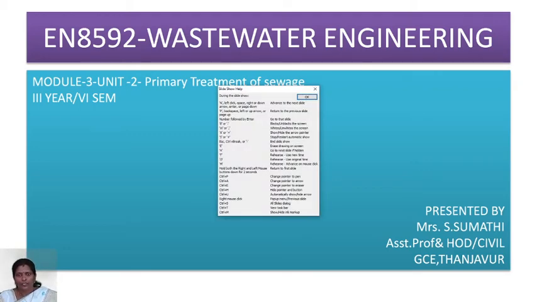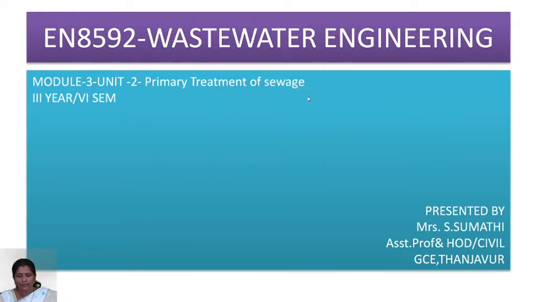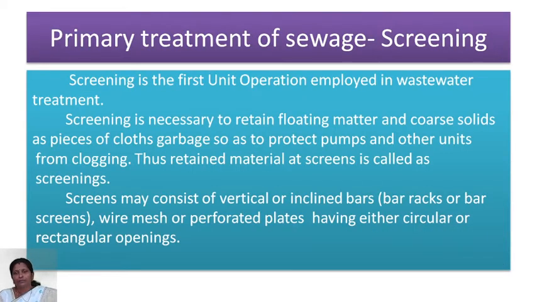In module 3 of EN 8592 Wastewater Engineering, unit 2, module 3, we are discussing the primary treatment of sewage, particularly screening and grit chamber. These two topics are given in your syllabus. Primary treatment of sewage: screening.